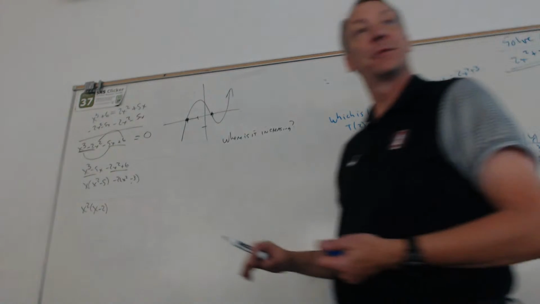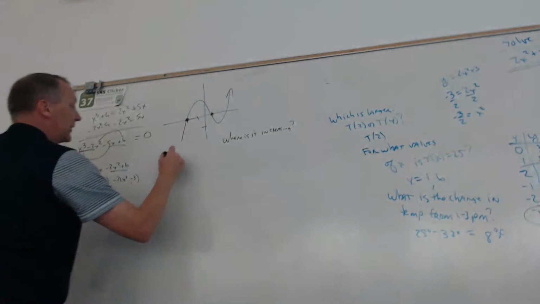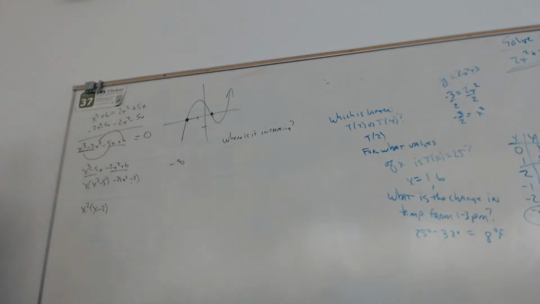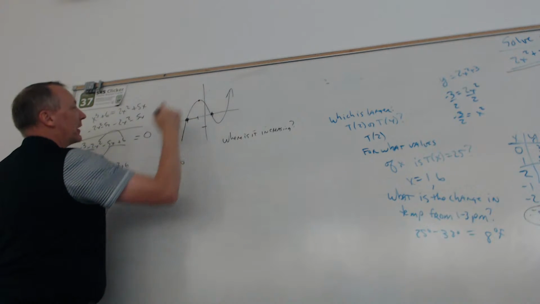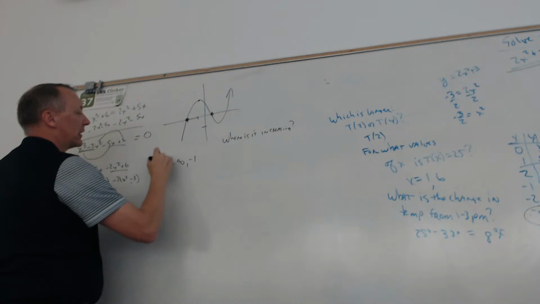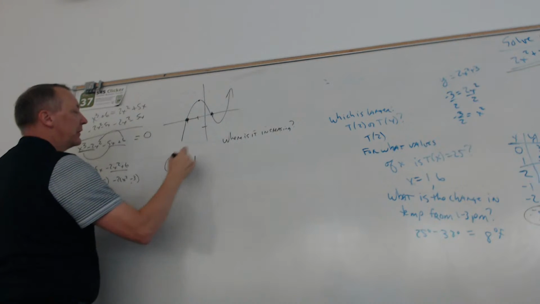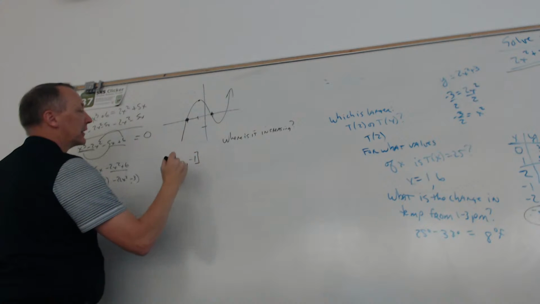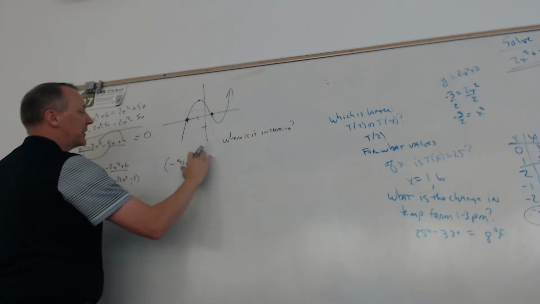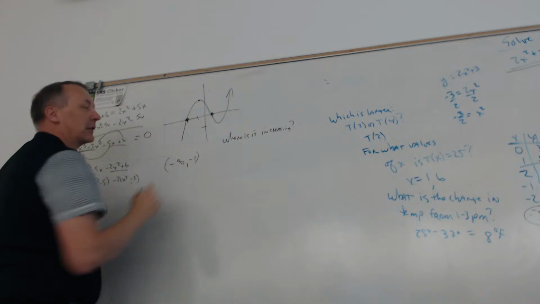You want to answer? Yeah, sure. Negative infinity. Now he knows he's getting points. He's going to answer all the questions. Negative infinity to, what is that about? Negative 1. Negative 1, what? So if we write this in interval notation, bracket, bracket. Well, actually, it's probably neither. I'd probably leave that as a round.